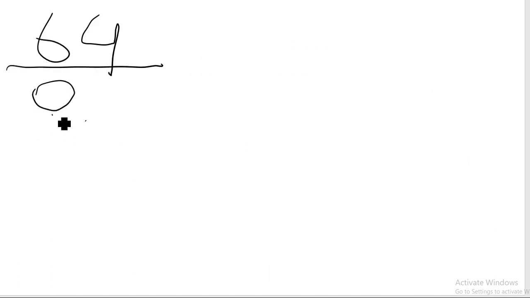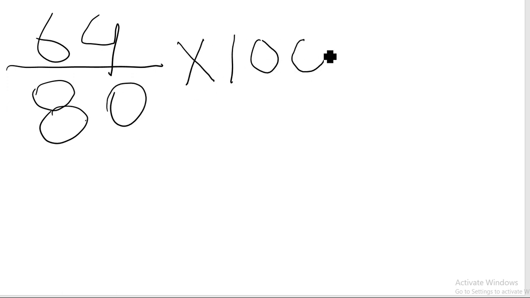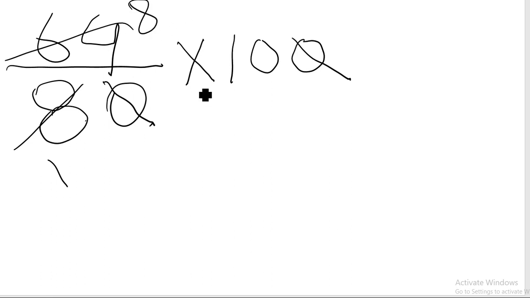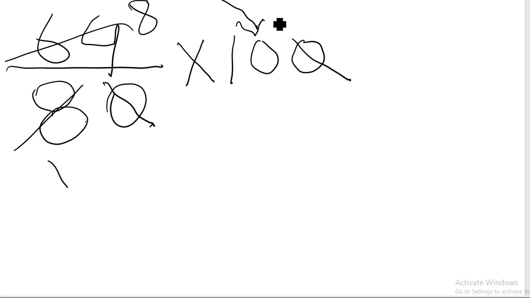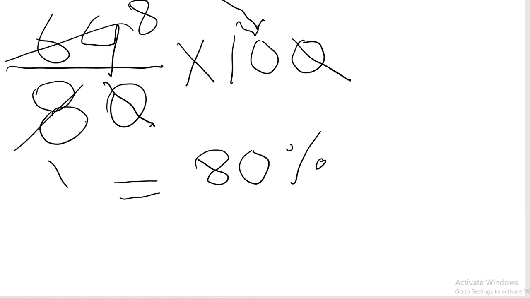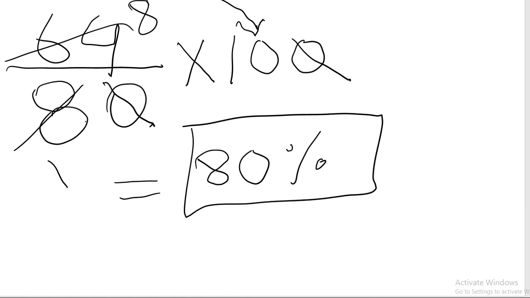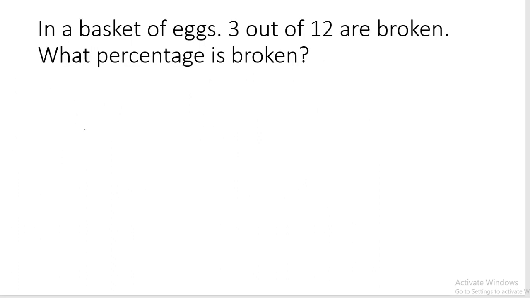Let's apply the formula on a question. Sam scored 64 marks out of 80. So I will write 80 here and I will multiply it by 100. Now this 0 will cancel this 0, and 8 ones are 8, 8 eights are 64. There is a multiplication sign, so I will multiply 8 by 10 and it will give me 80%. So how much did Sam score? Sam scored 80%.